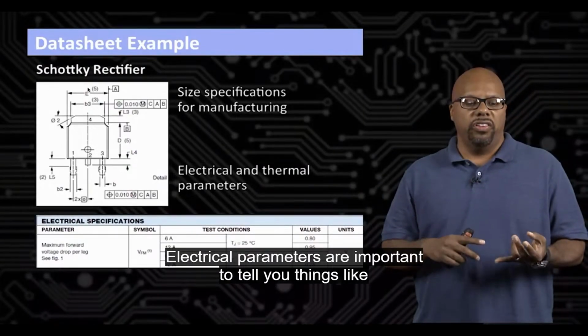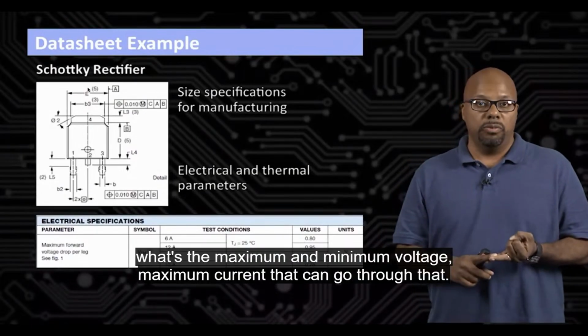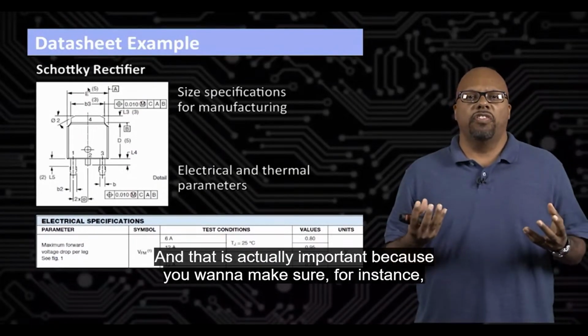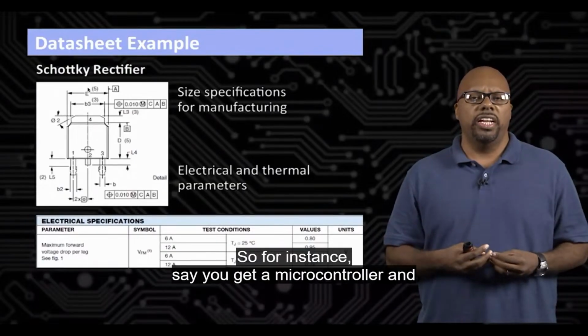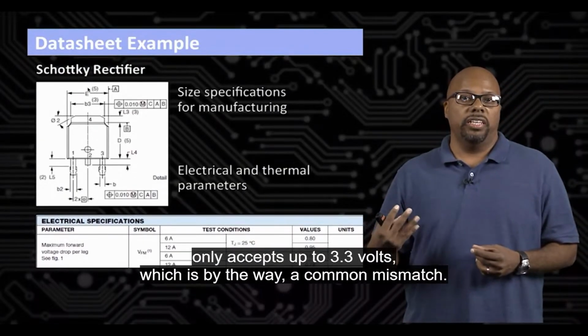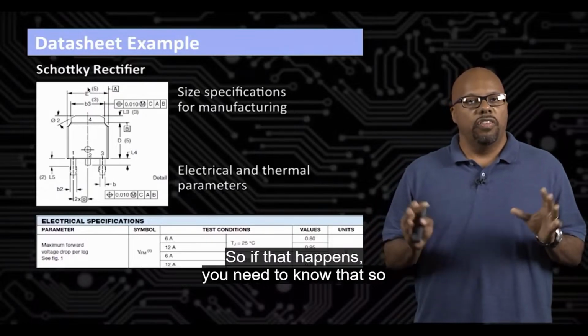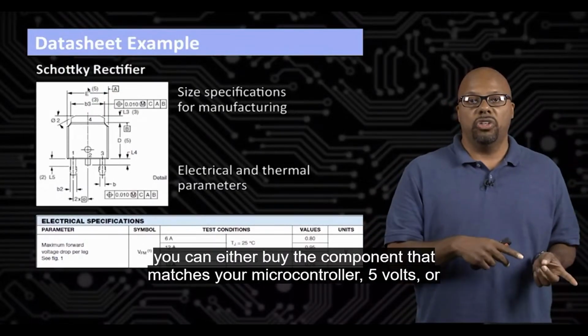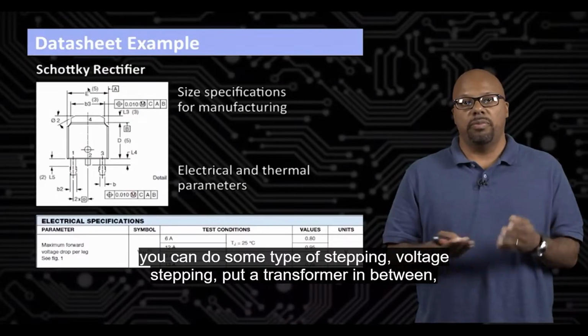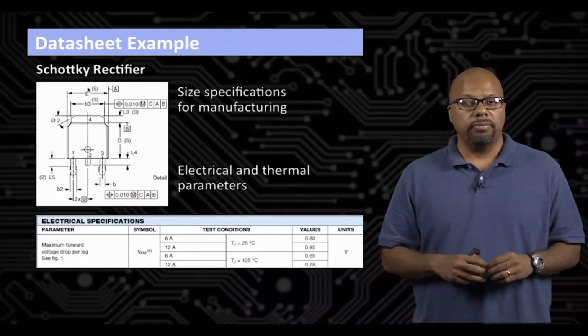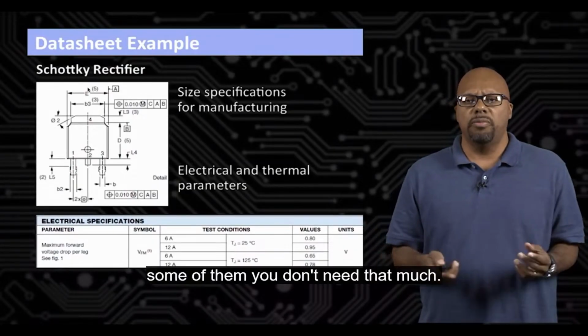Electrical parameters are important to tell you things like the maximum and minimum voltage, and the maximum current that can go through, and that is important because you want to make sure, for instance, that components are voltage compatible. Say you get a microcontroller outputting at 5 volts, but you get a component that only accepts up to 3.3 volts, which by the way is a common mismatch. You need to know that so you can either buy a component that matches your microcontroller's 5 volts, or do some type of voltage stepping, put a transformer in between, to change the voltage and make them match. So some of these parameters you need, some of them you don't need that much.